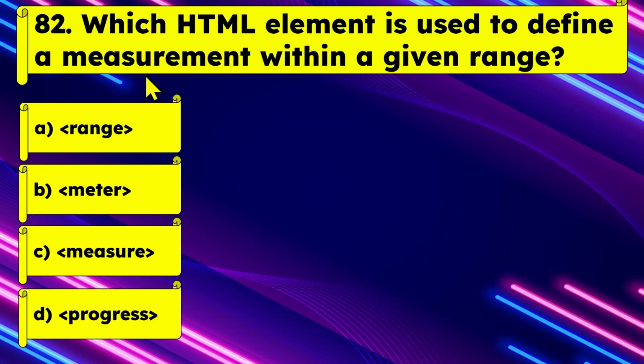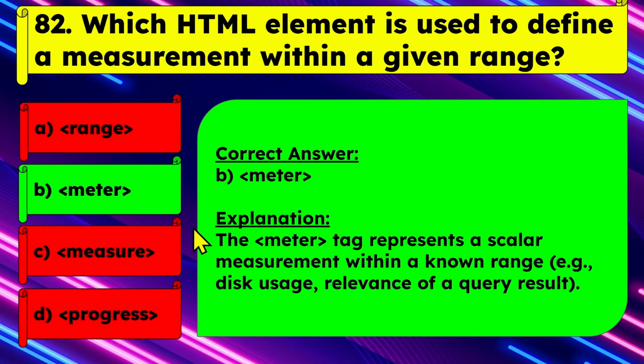Next question is, which HTML element is used to define a measurement within a given range? Option A, range tag. Option B, meter tag. Option C, measure tag. Or option D, progress tag. So here the correct answer is option B, meter tag. As you can see, the meter tag represents a scalar measurement within a known range. For example, disk usage or relevance of a query result.